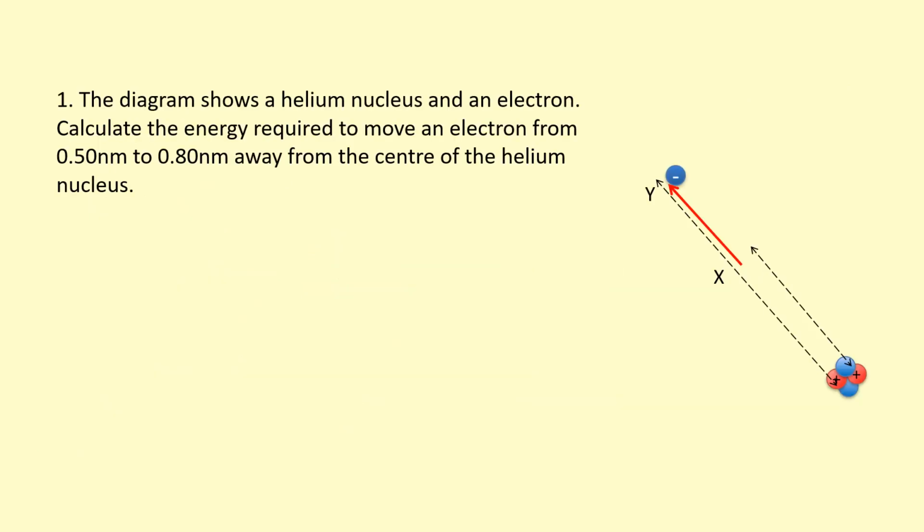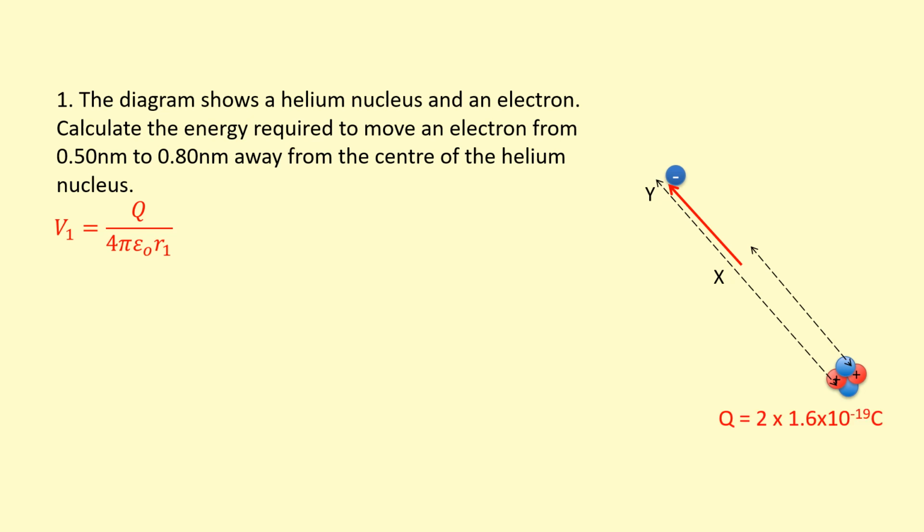Okay, example number 1. The diagram shows a helium nucleus and an electron. Calculate the energy required to move an electron from 0.50 nanometers to 0.80 nanometers away from the center of the helium nucleus. Okay, so we're moving it from X to Y. The best way to do this is going to be to work out the electric potential at X and the electric potential at Y and figure out the work you must do, the change in potential, to move from X to Y. So let's start off with the equation for electric potential, and we'll apply it at X first.